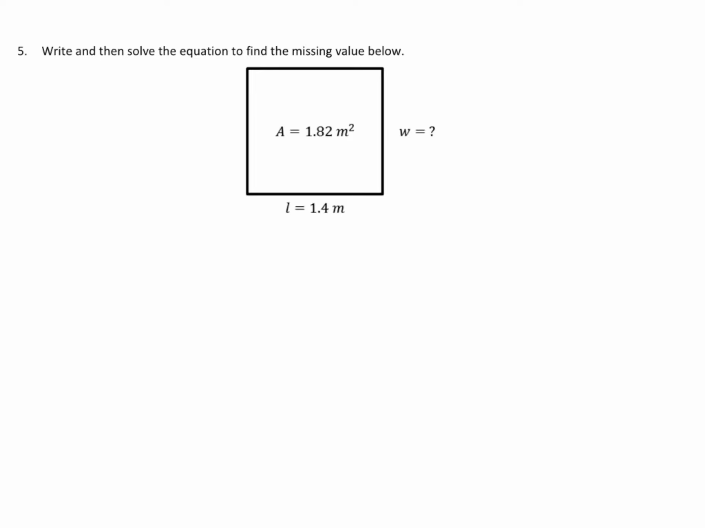Write and then solve an equation to find the missing value below. This is a rectangle, so the area is the length times the width. We are going to substitute. Remember, we talked about how a substitute comes and takes the place of somebody else. So we are going to substitute these values in for the letters that they are replacing.